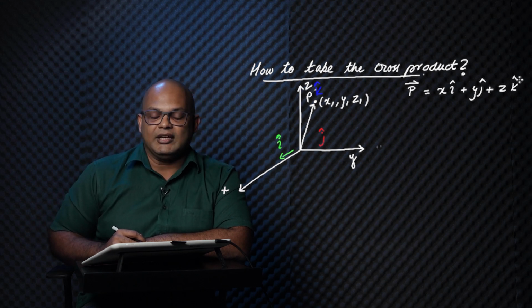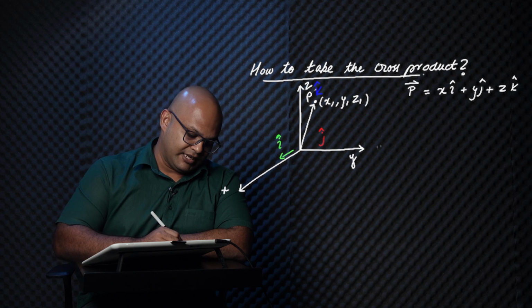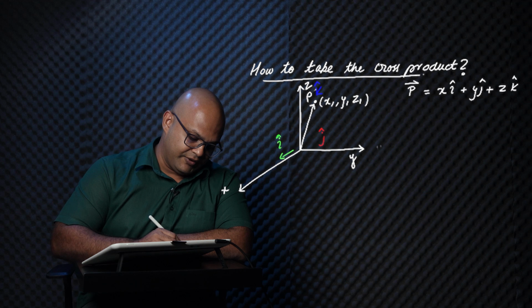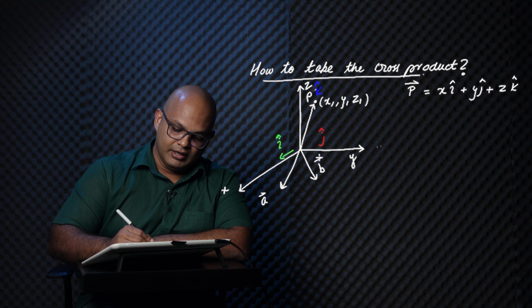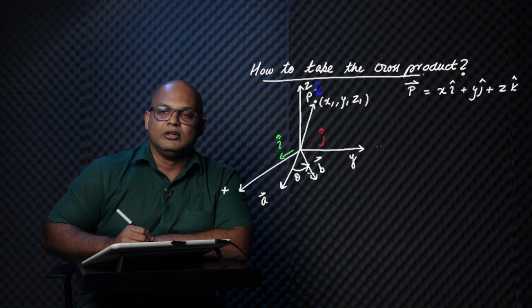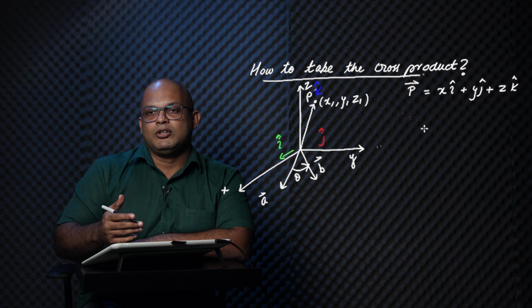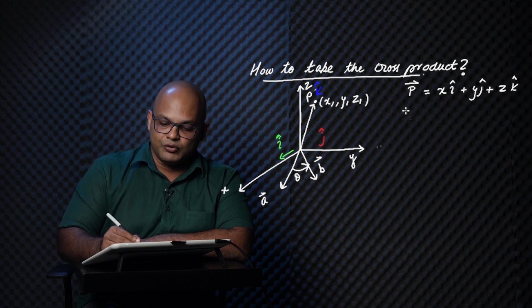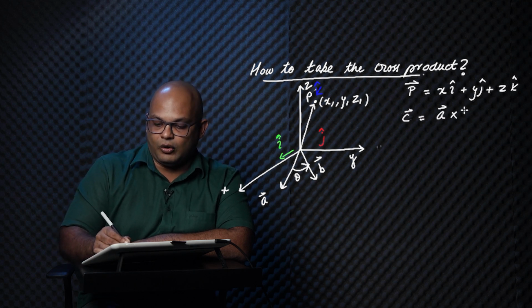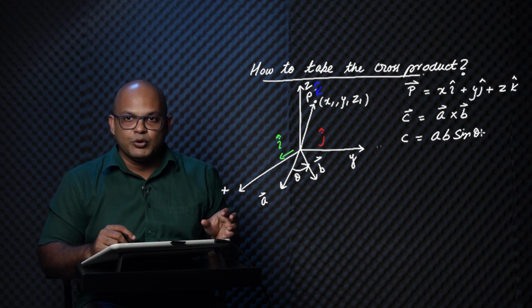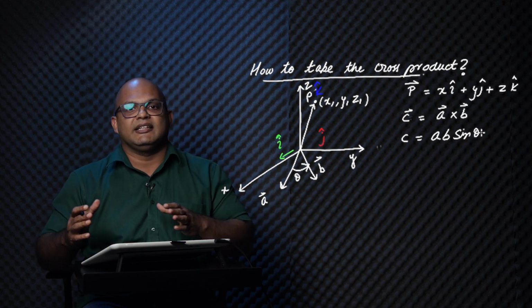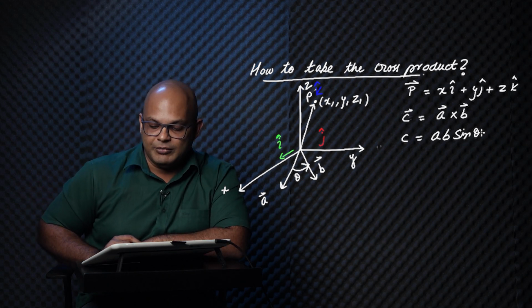Now, let's say that we have two vectors in the xy plane. We have two vectors defined somewhere in the xy plane. Let's say that we have vector A and we have vector B, and these two vectors have some angle formed between them. Let's say that the resultant of the cross product between A and B is vector C. So, vector C is given as A cross B, and the magnitude of this vector C is given as A times B times sine theta, where A is the magnitude of vector A, B is the magnitude of vector B, and sine theta is the sine ratio of the angle between them.